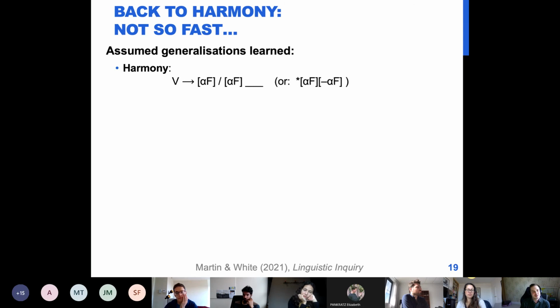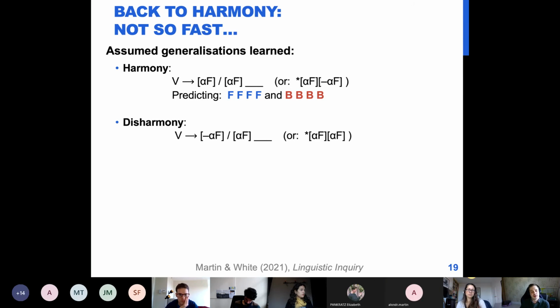And we were thinking that basically all of these studies that have had this sort of opinion assume that people learn a certain kind of generalization about harmony or disharmony. So in terms of harmony, they assume that people learn this kind of rule here. So a vowel takes on the feature of a preceding vowel, or you could formalize that as constraints. So don't have mismatching vowels next to each other, however you want to do it. Either way, it predicts that people have learned to favor this sort of structure. So all front vowels or all back vowels.